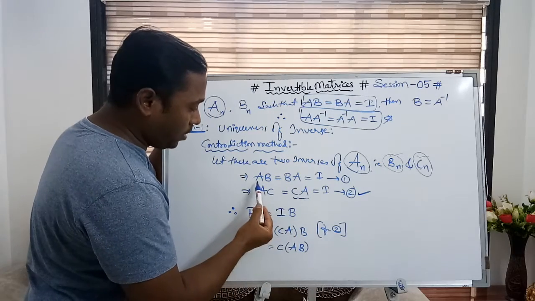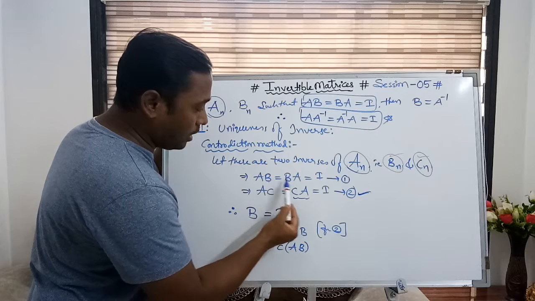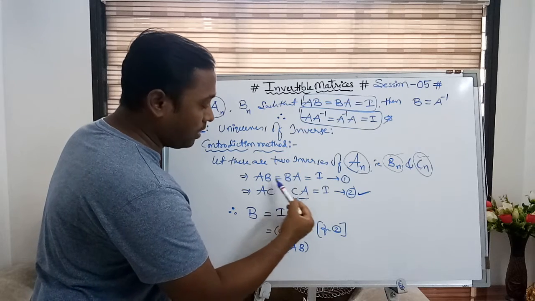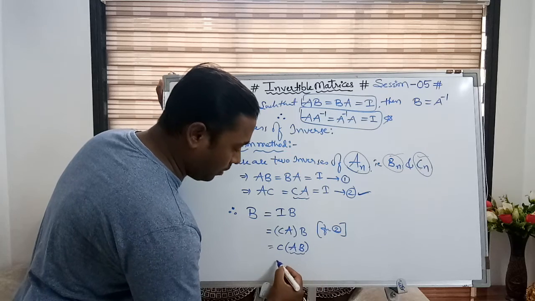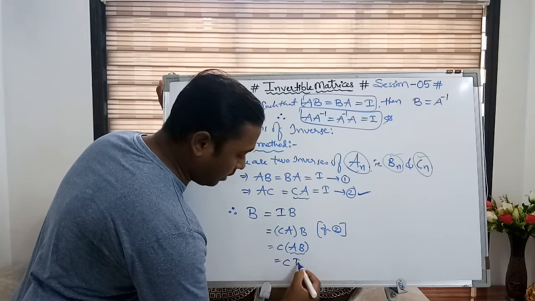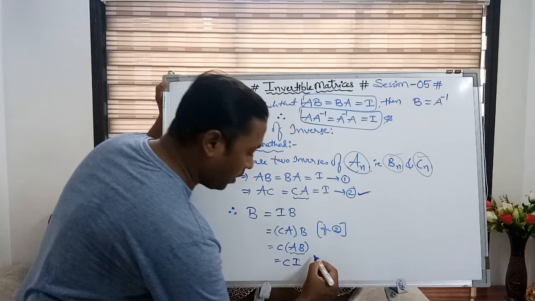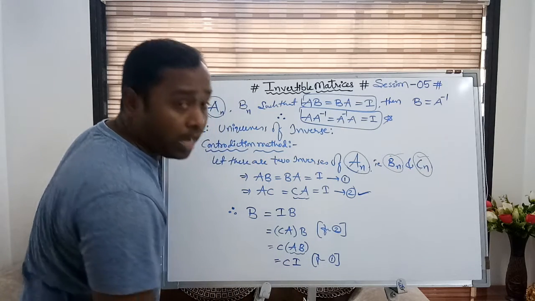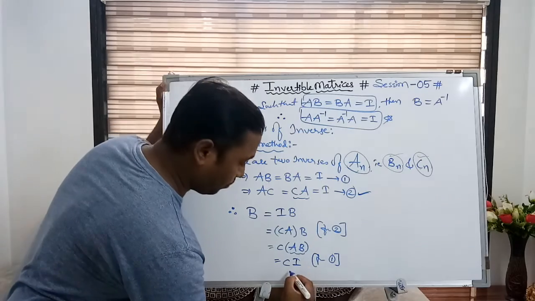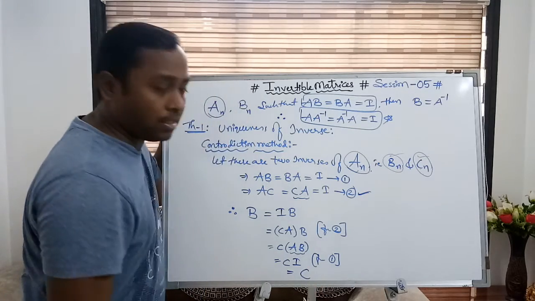And as the first equation says, AB is equal to BA is equal to I. So I can replace this AB with I. So ultimately it gives C into I. This is taken from result number 1. So C into I will give C only. So finally the answer is C.